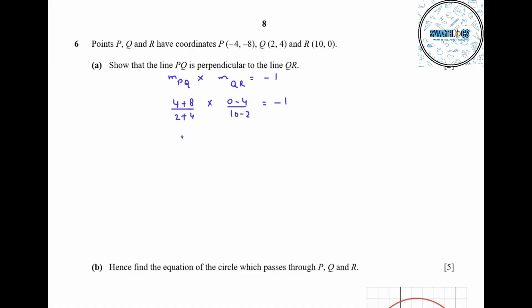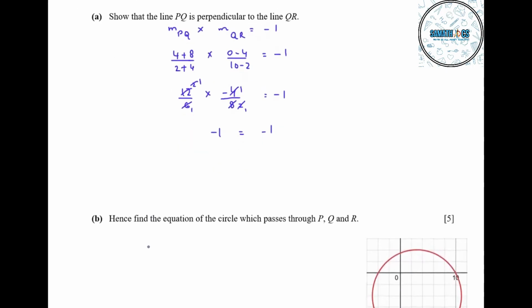4 plus 8 is 12. 2 plus 4 is 6. Minus 4 upon 8. So we can simplify it. 4 ones are 4, 4 twos are 8. 6 ones are 6, 6 twos are 12. And 2 ones are 2, and 2 ones are 2. So it is minus 1. So minus 1 is equal to minus 1.